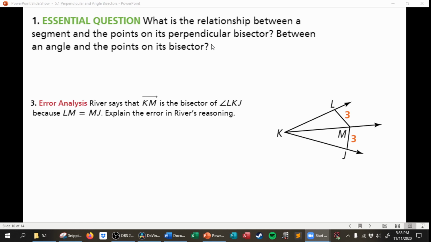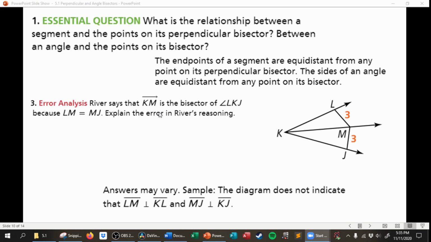And then I want you to look at this person's work. River says that KM, that's the ray KM, is the bisector of LKJ because LM is equal to MJ. Explain the error in River's reasoning. So for River's error analysis, I know I said try not to pause it, but it's tropical storm time, so we'll leave it up and we'll talk about why it's not working.